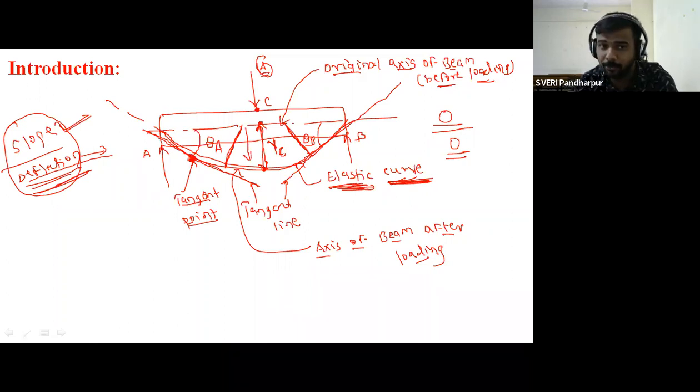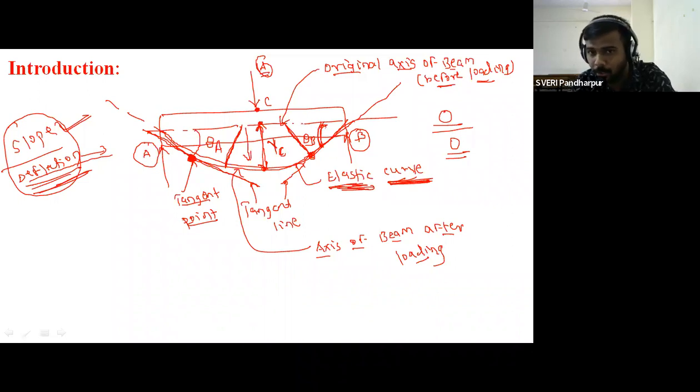So you will get one tangent point near to the point A, and you will get another similar type of tangent point near to the point B. Then what is meant by the slope? So it is the angle between the tangent point and the original axis of the beam.